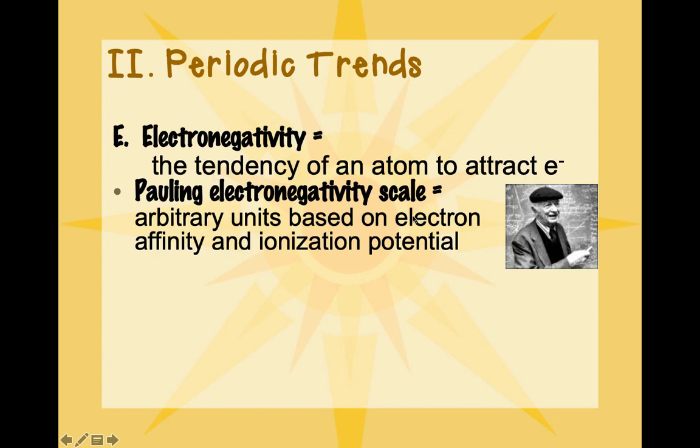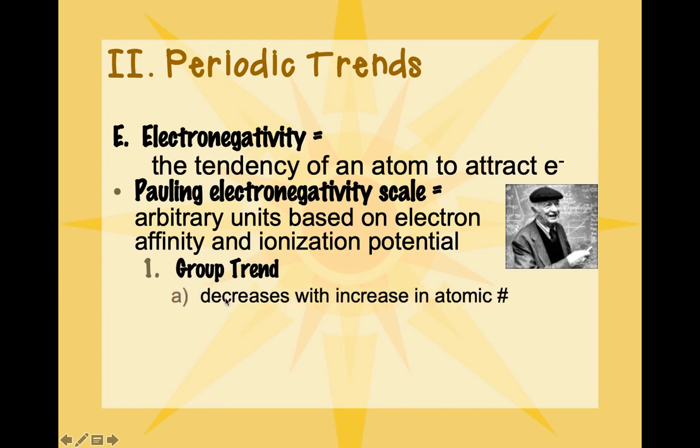And it's based on something called electron affinity, which is basically how much do you like electrons, and ionization potential, how easy is it to make an ion. So it is based on actual chemistry things, but by arbitrary, I mean the numbers 0 to 4, he could have done anything.